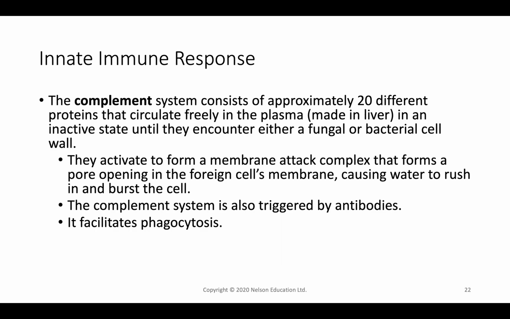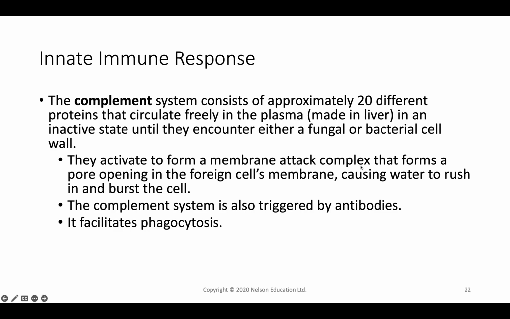Okay, so a lot of this works by what's called the complement system. These complement systems are going to be proteins. There's approximately 20 of them. They circulate throughout the plasma. They're created by the liver, circulate through the blood plasma, and they start off inactivated. So basically they stay unactivated until they encounter a foreign molecule, like a fungal cell or a bacterial cell wall or something like that. As soon as they do, they form a membrane attack complex.